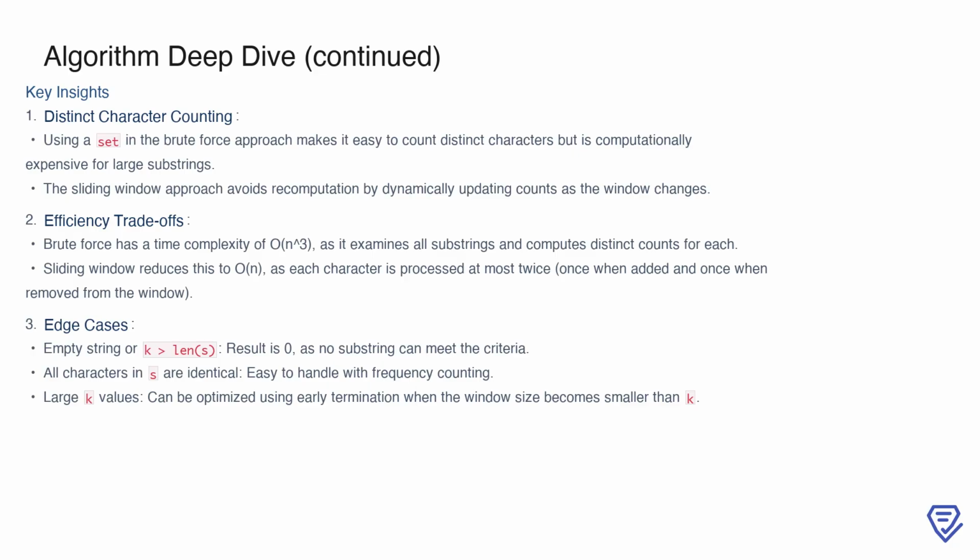Additionally, it's important to handle edge cases carefully. For example, if the string is empty or if k is greater than the length of the string, there are no valid substrings. When all characters in the string are identical, the frequency map simplifies the counting process. For large values of k, we can even optimize further by terminating early when the window size becomes smaller than k.